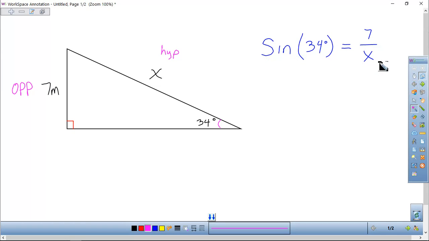If I notice that my variable x is the denominator, all I have to do is swap x and the sine of 34. So then it becomes 7 over the sine of 34 degrees. And again, I type that into my calculator. I would get x is approximately 12.5.